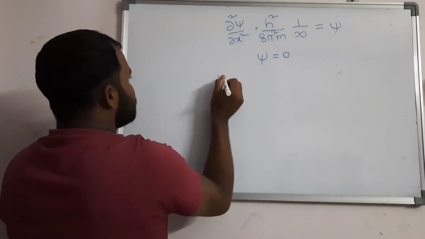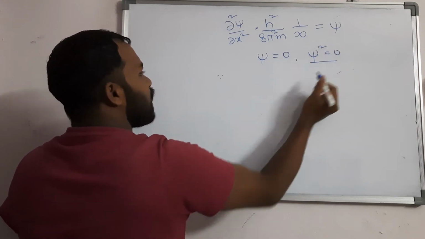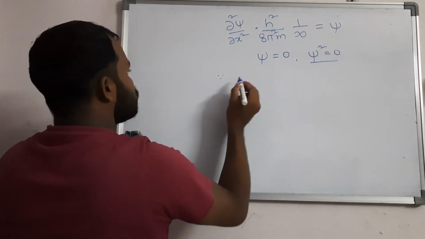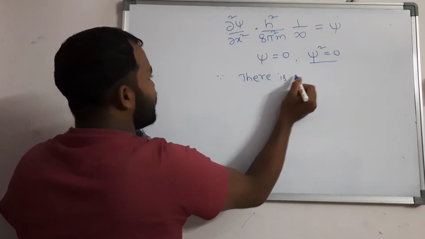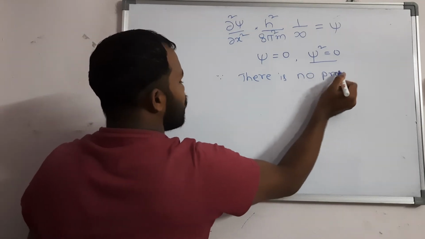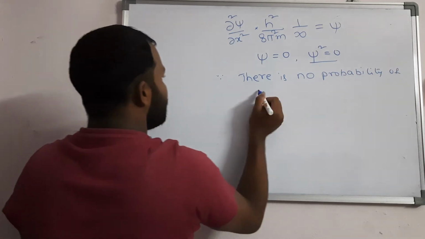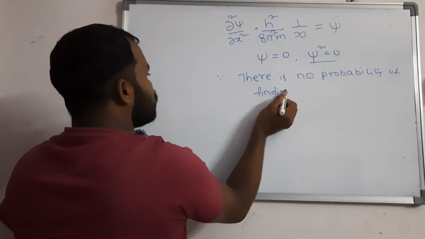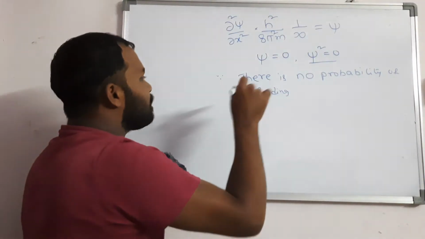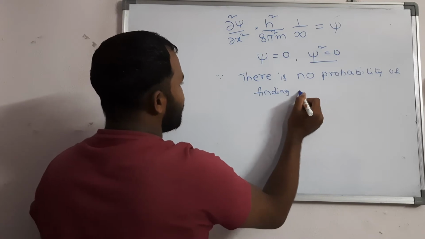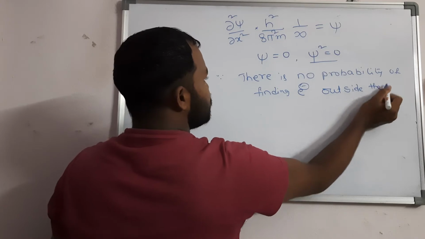Psi equal to 0 means psi square is also 0. Psi square is the probability of finding the electron. So you should write, therefore, there is no probability of finding the electron outside the box. Already we know that the particle is only inside the box. So you are just saying that there is no probability of finding the electron outside the box, right? So this is case 1.